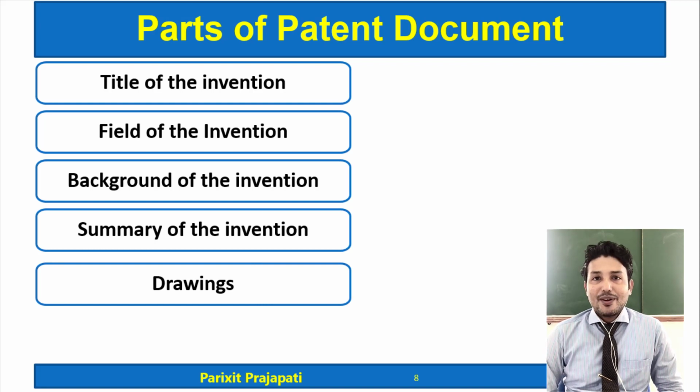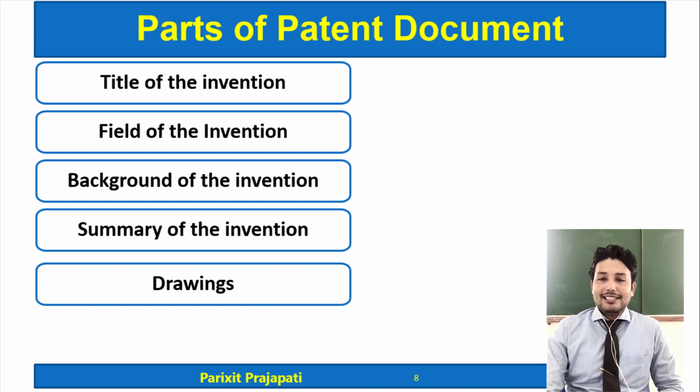Now drawings. If the invention contains drawings, say for example, some object is invented, some device is invented, or if it contains some chemical structures, all that information is there in the drawings, and these drawings are assigned numbers. Drawings are assigned numbers, and then later on in the detailed description, whenever information is given related to a drawing, the particular number is mentioned for that drawing.